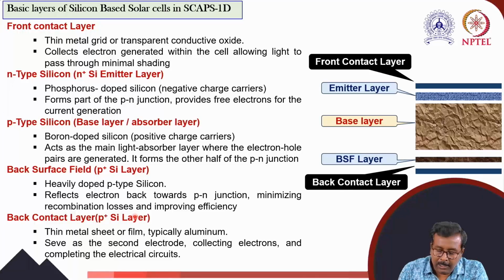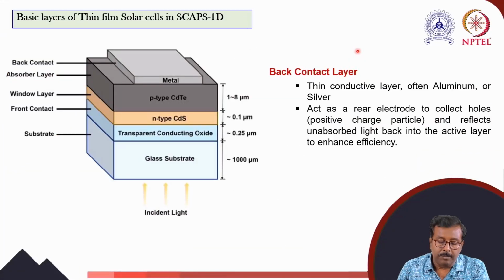After that, below that, you can have a back contact layer that may be a full region, a whole cover, because if light is reflected back from the bottom surface, this light may be reabsorbed. So path length you are basically increasing in this way. A thin metal sheet or thin film can be used as a back contact. Aluminum contact also can be used. Typically aluminum contacts are used. And the second electrode collects the electrons and completes the electrical circuit on the other side, that is the front side. These are the basic structure of a solar cell.